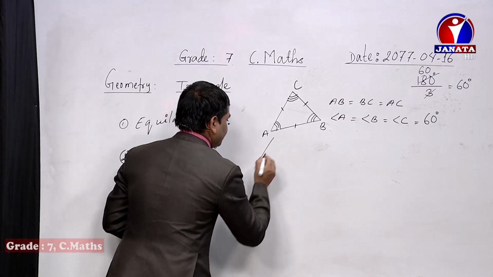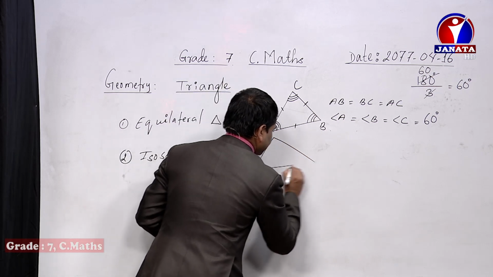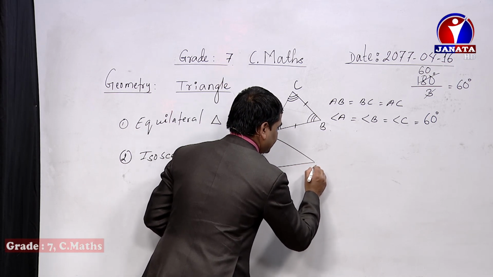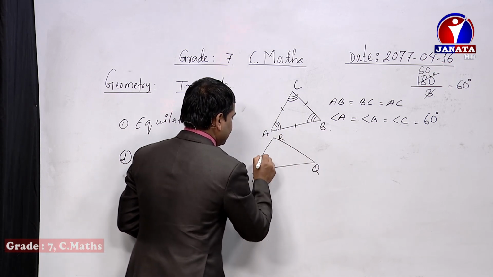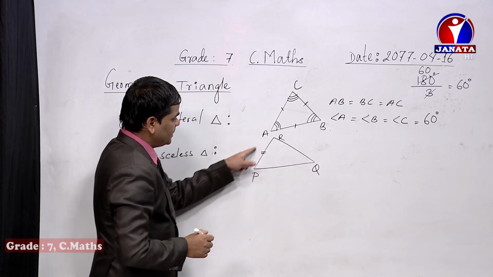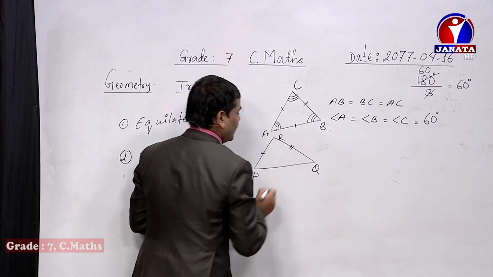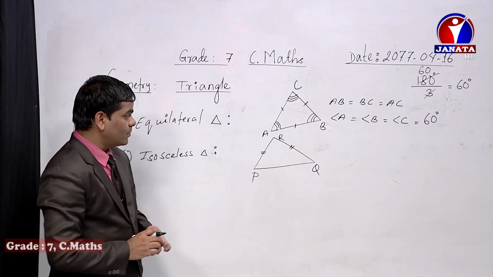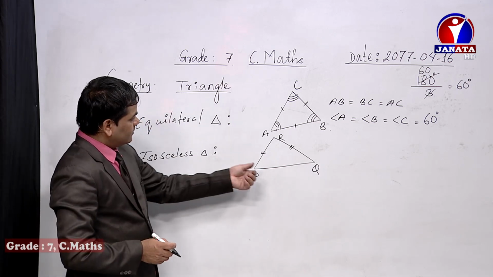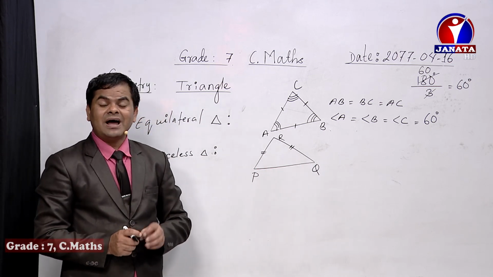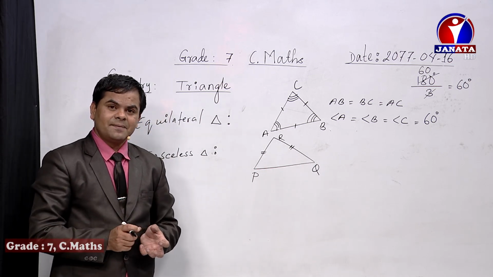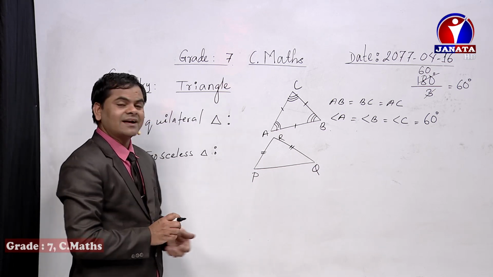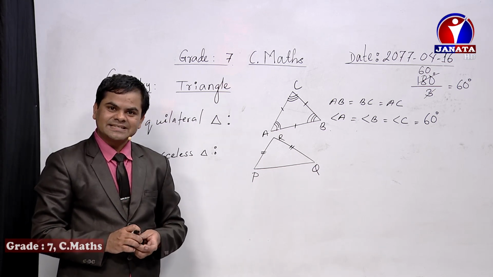Let me make it clear by making a figure. For example, this is an isosceles triangle PQR. If the length of PR and the length of QR, when we measure using a scale, are equal but not the third side, one side among the three sides not being equal but the two sides being equal to each other, that type of triangle is known as an isosceles triangle.